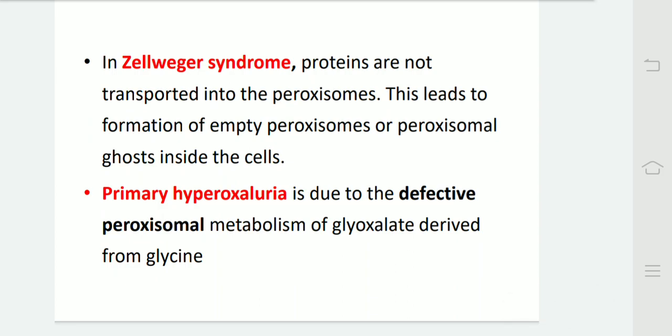In Zellweger syndrome, proteins are not transported to peroxisomes. This leads to formation of empty peroxisomes or peroxisomal ghosts inside the cell. Primary hyperoxaluria is due to defective peroxisomal metabolism of glyoxylate derived from glycine.